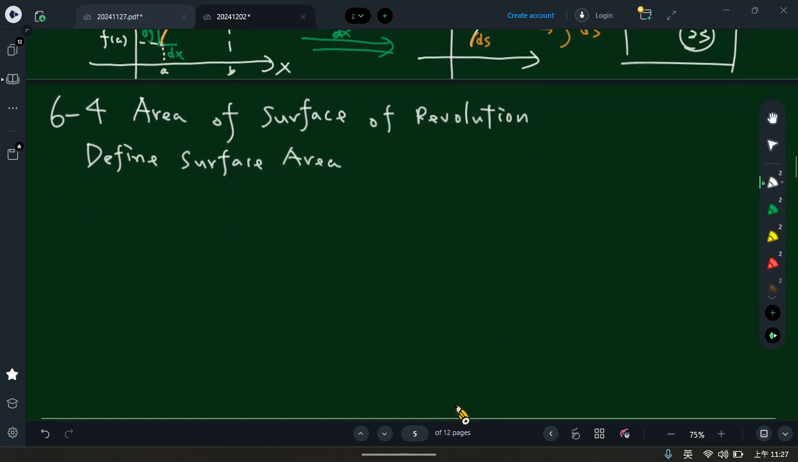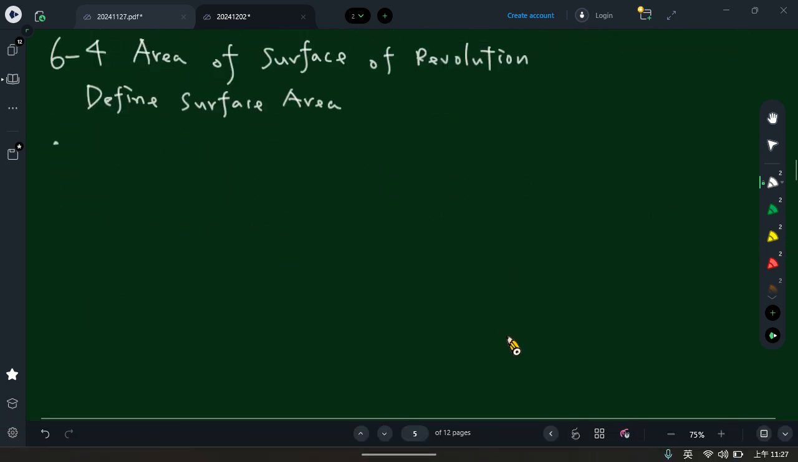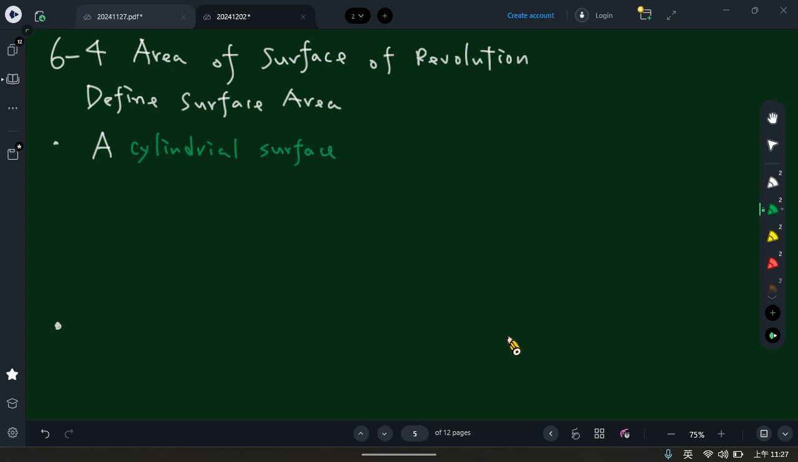So there are two ways. One is a cylindrical surface. The second one is a conical surface. Let me just tell you what the difference is.